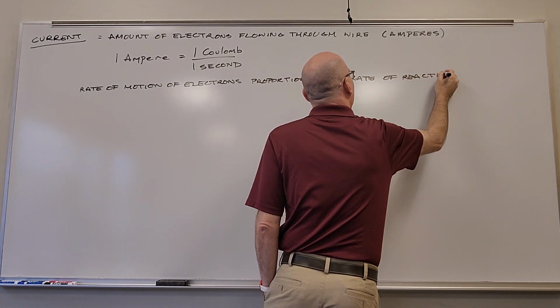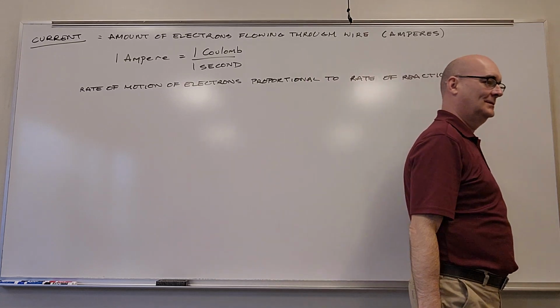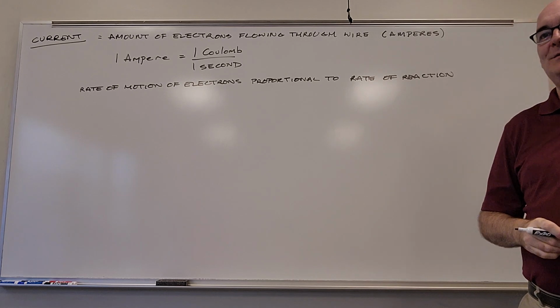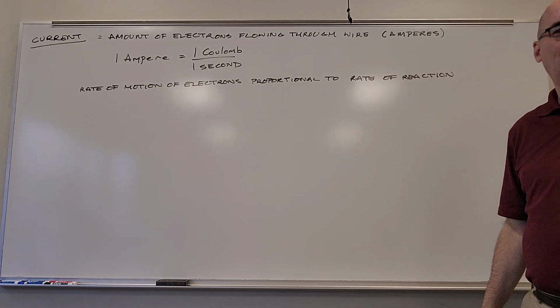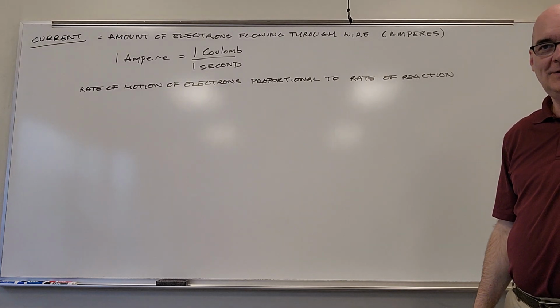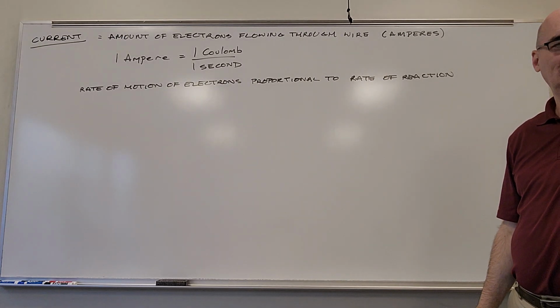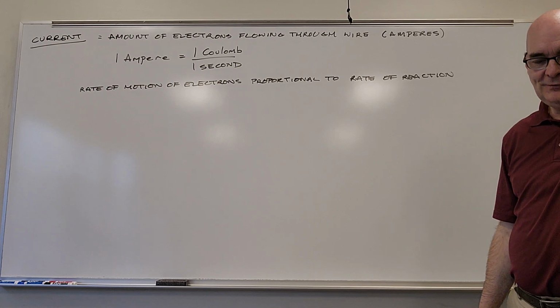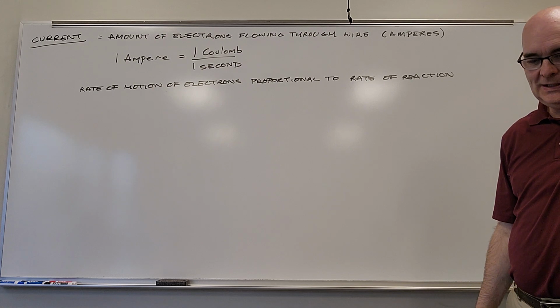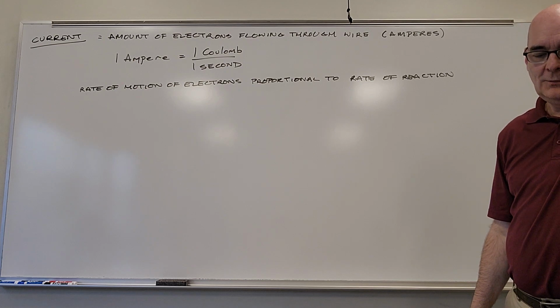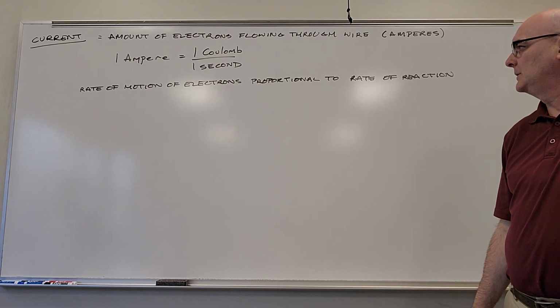Where are the electrons going? What are they up to? What are they doing? They're involved in the oxidation reduction reaction. They have left the thing that has been oxidized and they are traveling somewhere else to make something else be reduced. So if we can keep track of the electrons moving by current, we have a sense of the rate of the reaction.